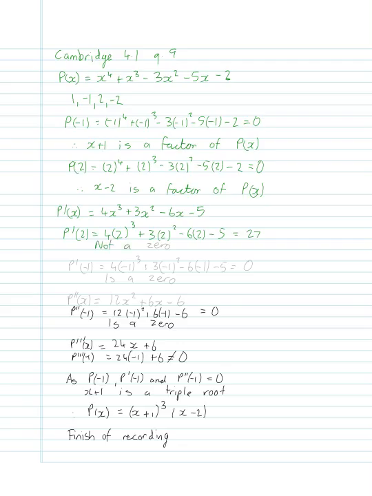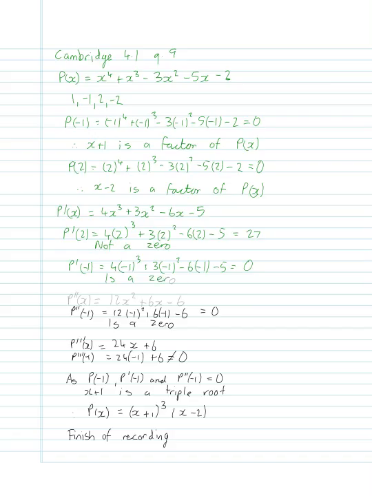And then if you do p'(-1), you get 4 times (-1)^3 plus 3 times (-1)^2 minus 6 times (-1) minus 5, and that gives you minus 4, plus 3 is minus 1, plus 6 is 5, minus 5 is 0. And there you have it. So that is a 0.